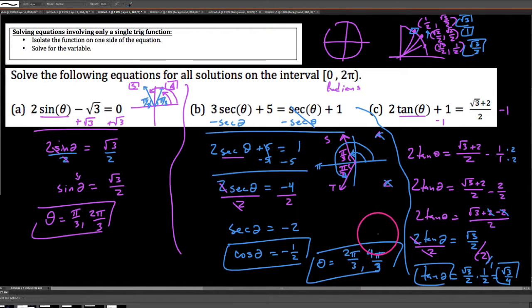But the idea is still here. You want to isolate the trig function first and then go ahead and solve it using your basic knowledge of the unit circle.